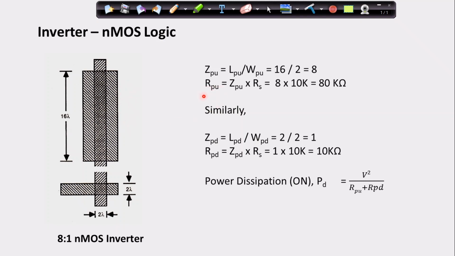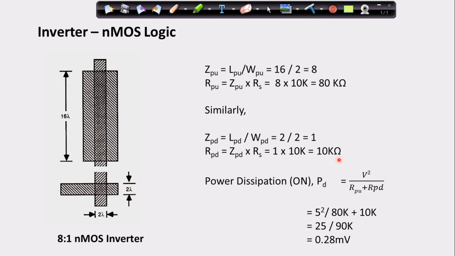As you can observe, the total resistance of this transistor, the resistance pull up, is Z pull up into RS. Here the standard value of RS is 10 kilo ohm. If you substitute, 8 into 10k is 80 kilo ohm. So the total resistance offered by this transistor is 80 kilo ohm. In the similar way, for the pull down transistor, L by W is 2 lambda by 2 lambda, that is 2 by 2, which is 1. And the total resistance is Z pull down into RS, so 1 into 10k results in 10 kilo ohm.